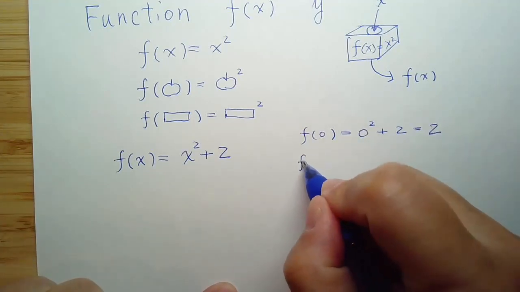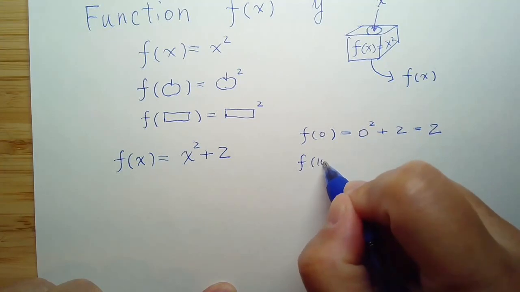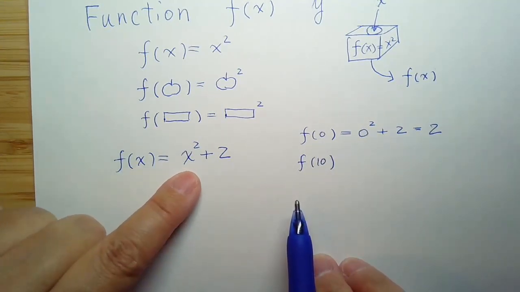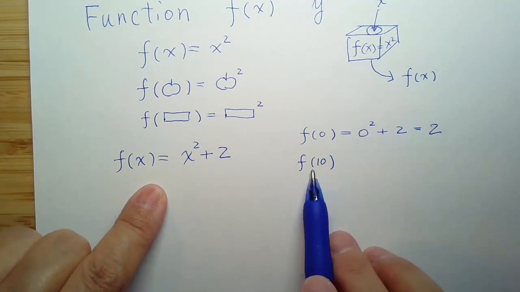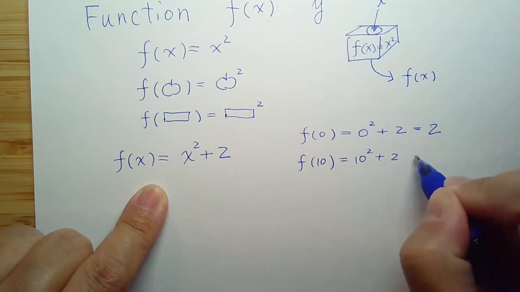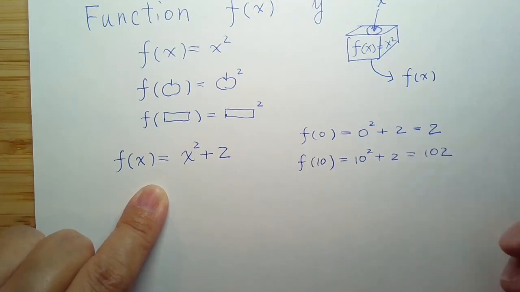What about f of 10? So f of something is that thing squared plus 2. So f of 10 will be 10 squared plus 2, which is 102. Sounds good?